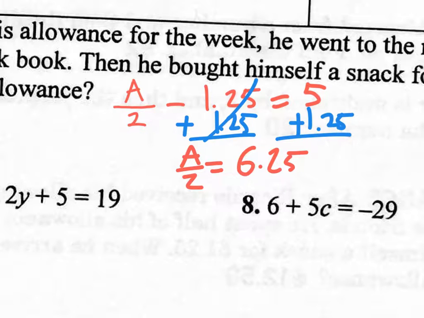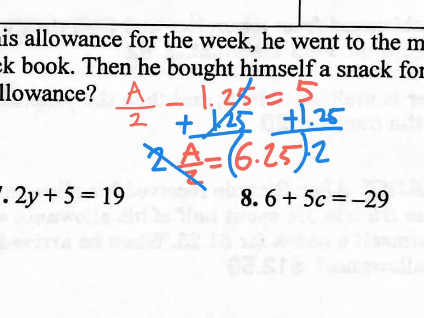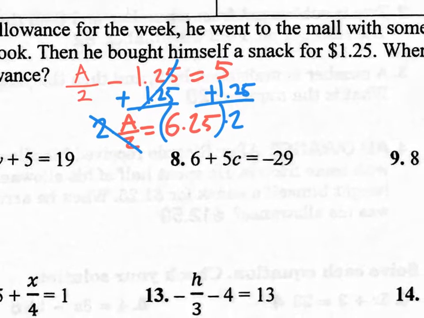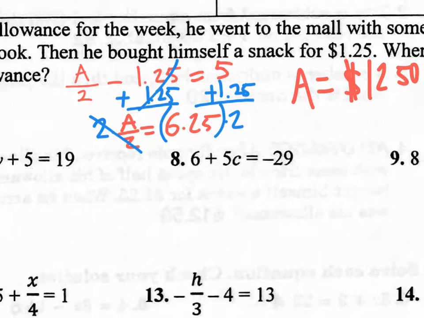So how do I get rid of that divided by 2? Multiply by 2, cancels. Multiply this entire side by 2. That's easy. What's $6.25 times 2? $12.50. So, ladies and gentlemen, we have solved what looked like a hard problem, which was really not. Allowance is really $12.50. You got it? Okay, so that's probably the hardest one that there is on this worksheet.